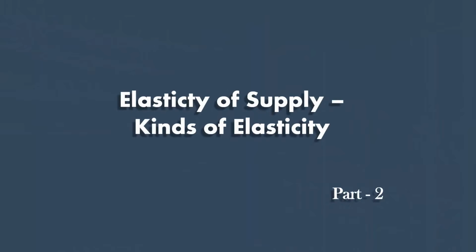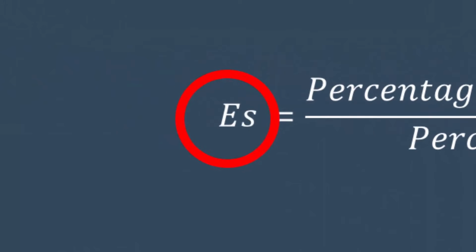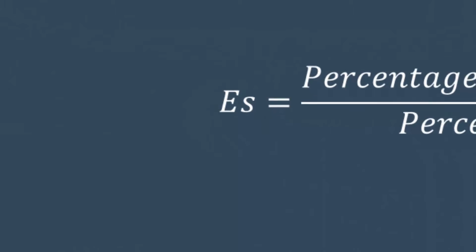Elasticity of supply. The formula, percentage change in quantity supplied over percentage change in price, gives the value of elasticity of supply. Based on the value, the concept of elasticity of supply identifies 5 types of elasticities. Well, this is how we finished the first part. Now, we shall go ahead with the classification of the 5 types of elasticities.